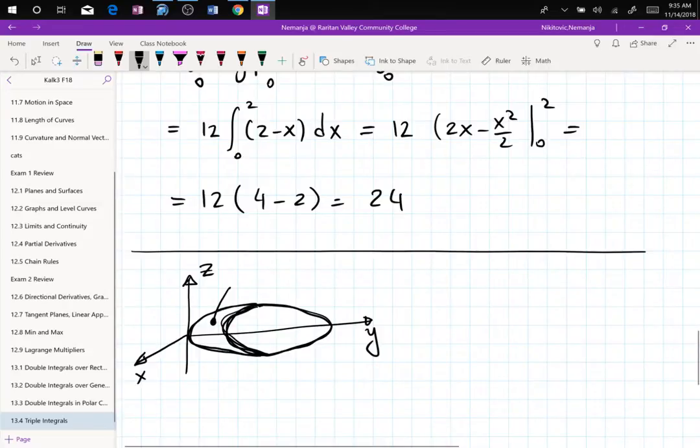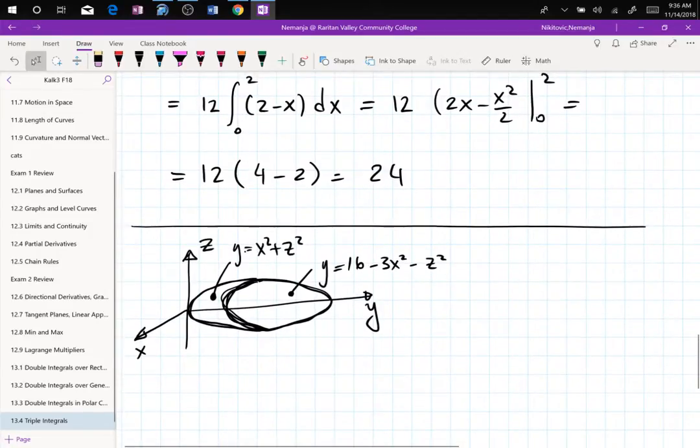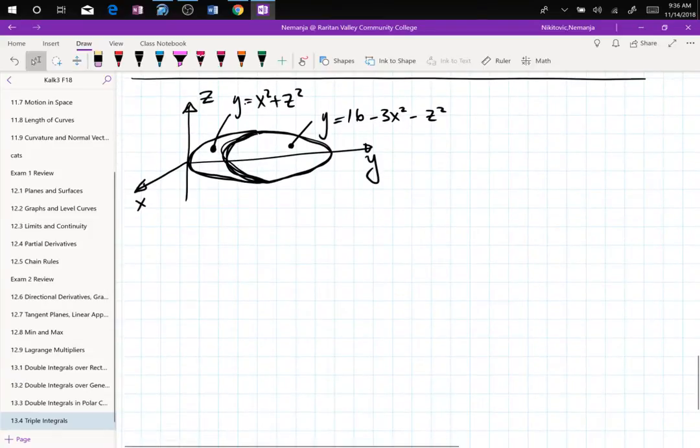Functions are given to us. y equals x squared plus z squared, and y is equal to 16 minus 3x squared minus z squared. And that's enough. That's all we need to know. You have two shapes that are intersected.